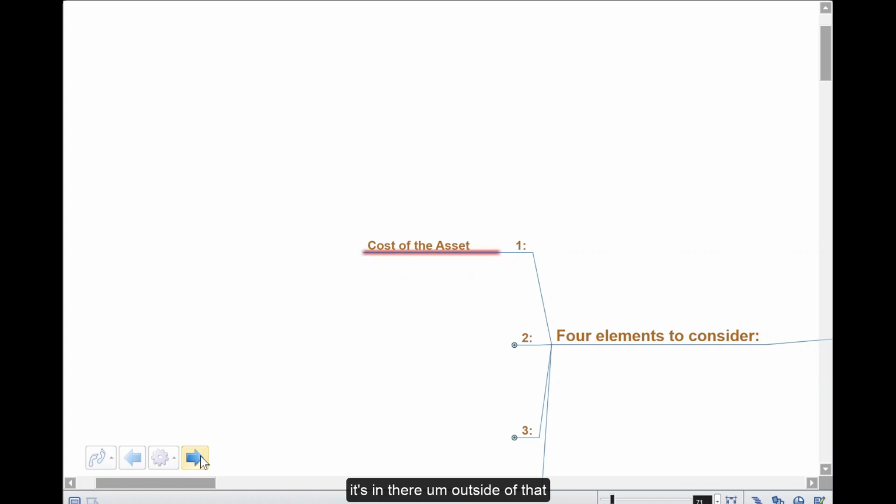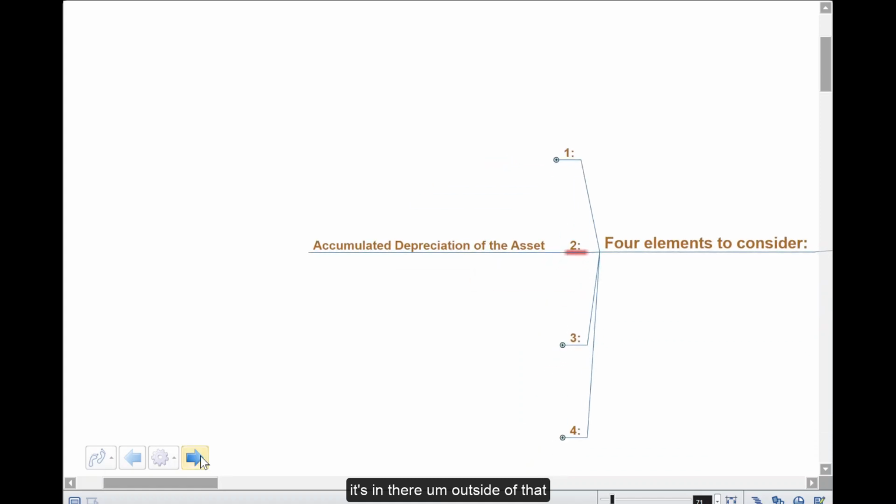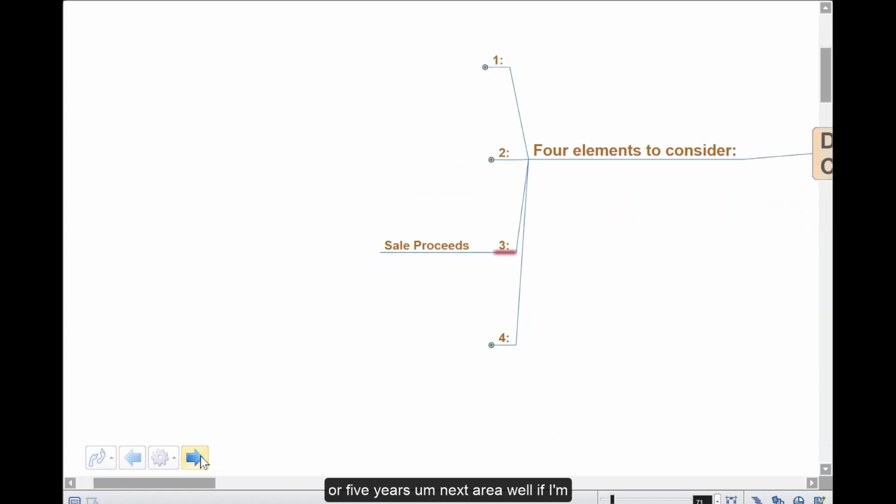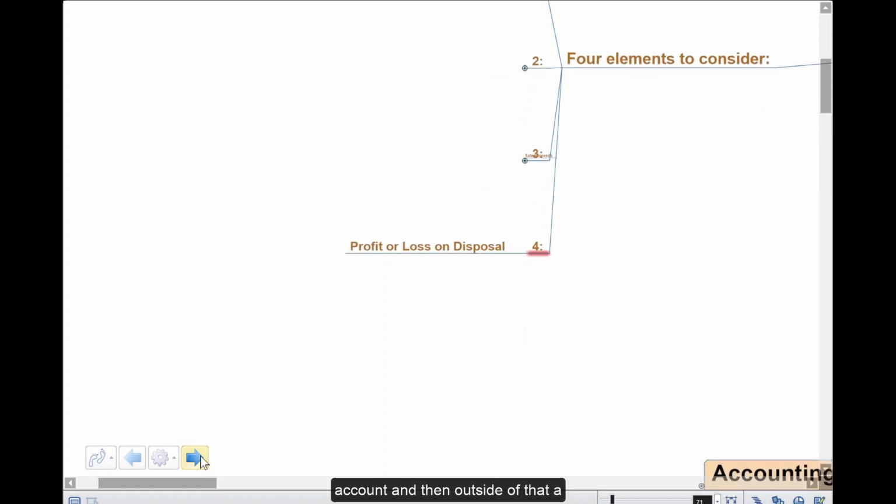Okay, absolutely, it's in there. Outside of that, certainly accumulated depreciation must be in there too, because I've been depreciating this asset for 3, 4, or 5 years. Next area, well, if I'm disposing of it, then someone external to the organization, this business, is providing me with sales proceeds. That's money coming in, I guess, to the bank account.